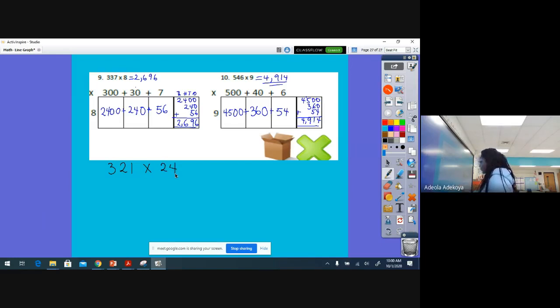24. So again, the first step that I want to take is, if it's a multi-digit number, which is more than 1, I want to expand these numbers. So my 3-digit number, I'm going to expand that. 321. So here's what it's going to look like. 321. And I'm going to multiply that by 24.